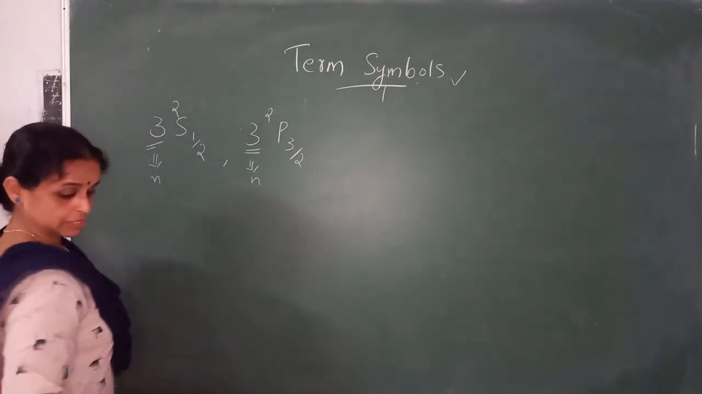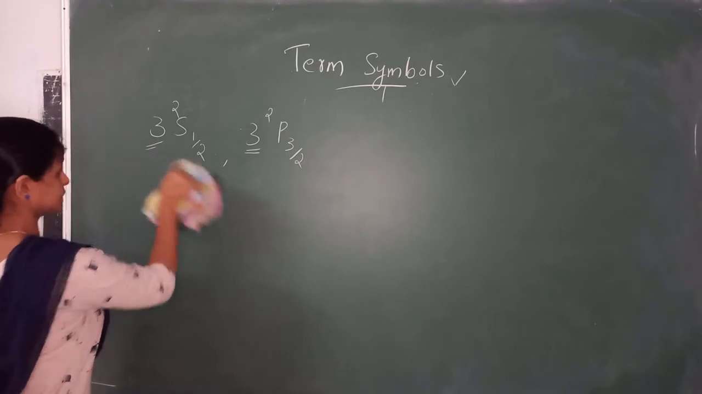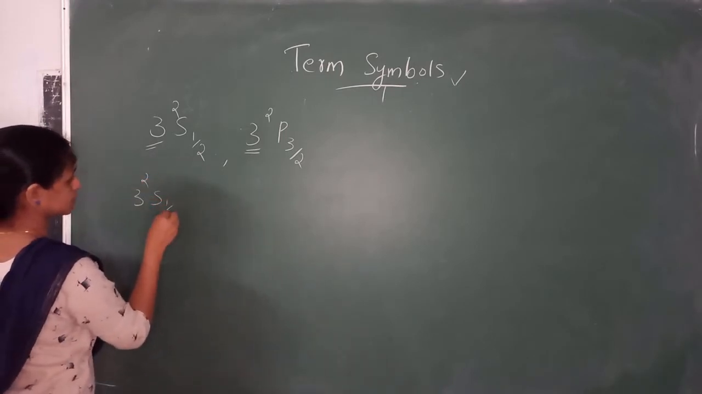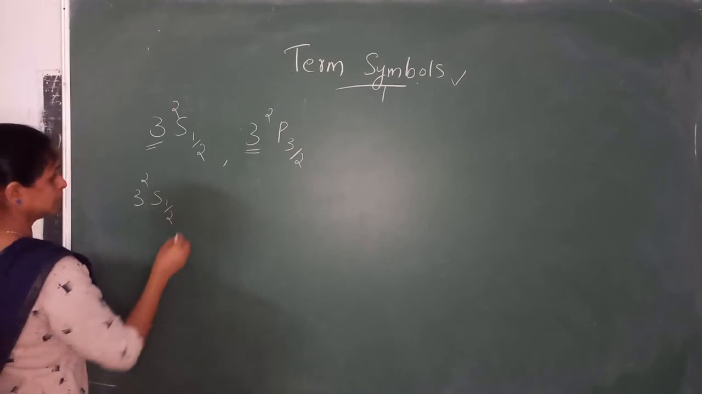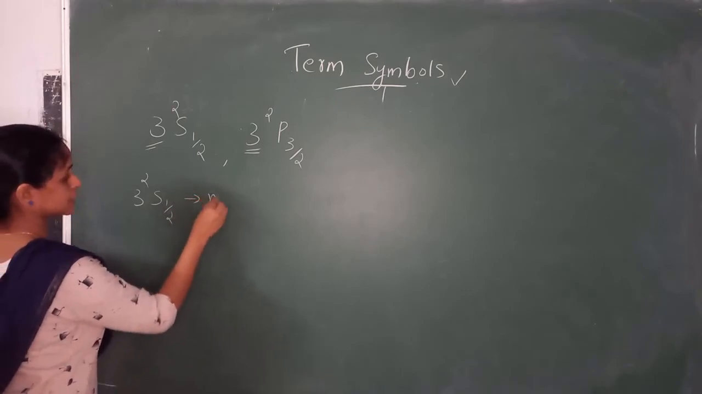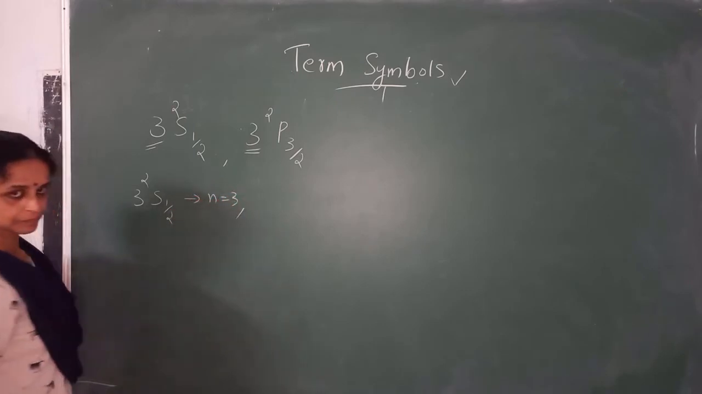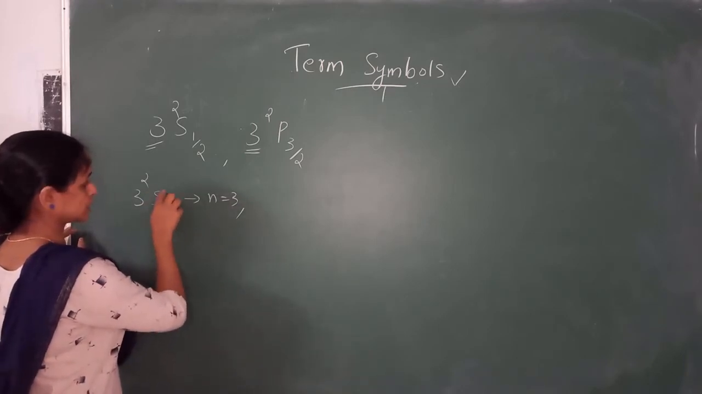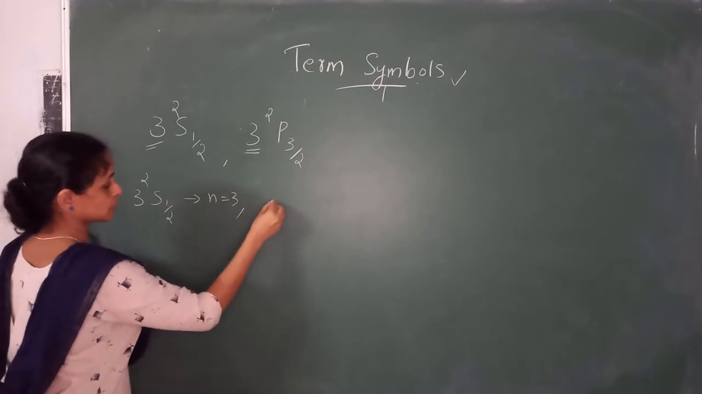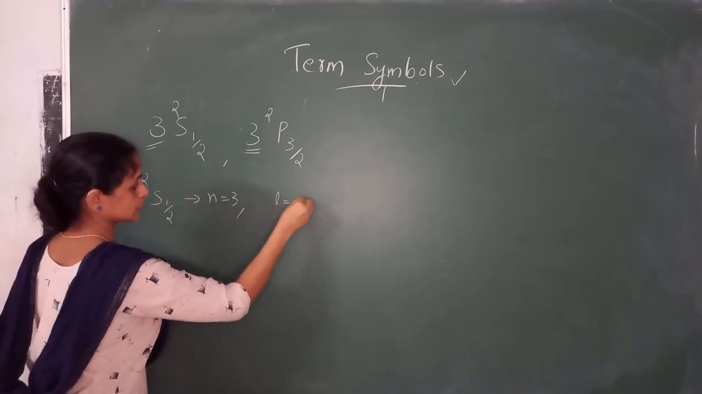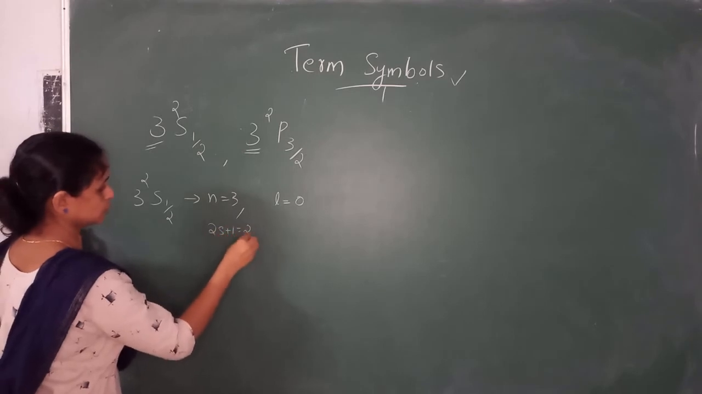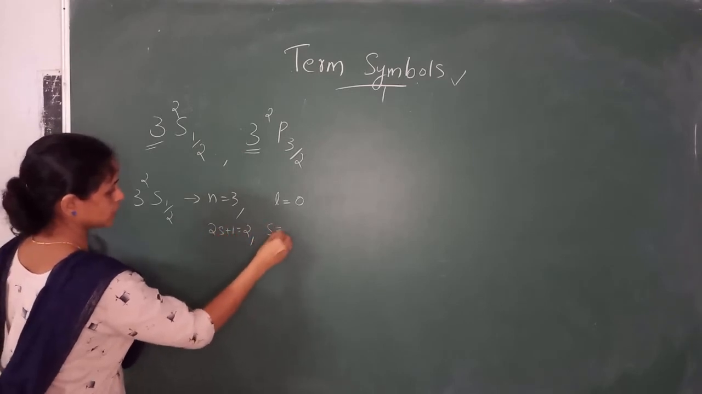So we can take the first value, that is 3 2S 1/2. This means n equal to 3 here. What is the multiplicity here? What is this value? This is L. This is S. So we have L equal to 0 here. 2S plus 1 is equal to 2, which means S is equal to half.